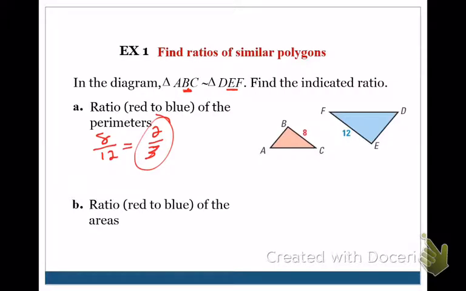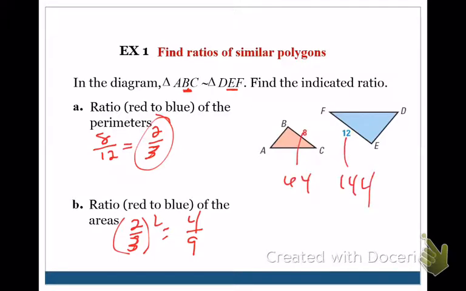Now, the ratio of the areas needs to be that scale factor squared, or 4 to 9, right? Or you could square the sides, make this 64 and this 144, and write them as a ratio and reduce it down, and it will reduce down to 4 to 9. Okay? So a couple of different ways you could go about finding it, and there they are.